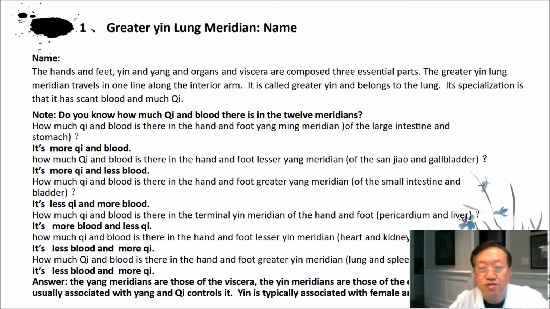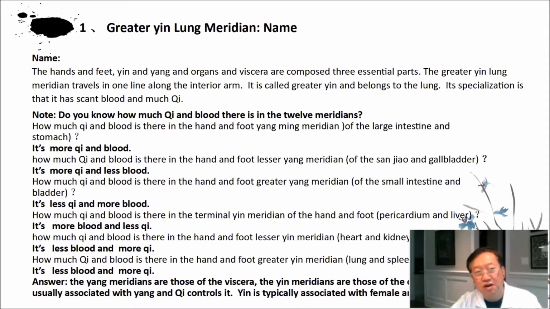Name. The hands and feet, yin and yang, and organs and viscera are the 3 parts that go into the naming process of the Greater Yin Lung Meridian, which travels in one line along the interior arm. It's called Greater Yin and belongs to the lung. Its specialization is that it has scant blood and much qi.